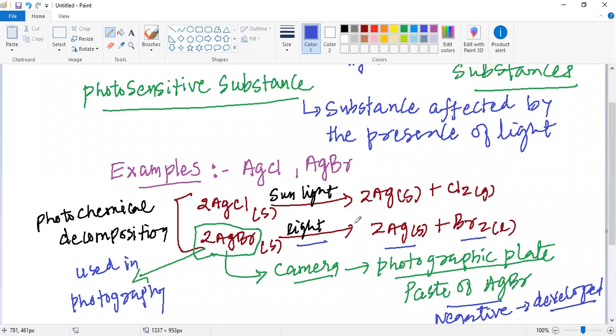So this is how, my dear students, we can understand the application or use of photochemical reactions. Photochemical reaction is used in photography. The photographic plate has a paste of AgBr, which decomposes on light falling on it. Thus the negative is formed, and this negative is developed into the photograph. This is how we truly understand photochemical decomposition.